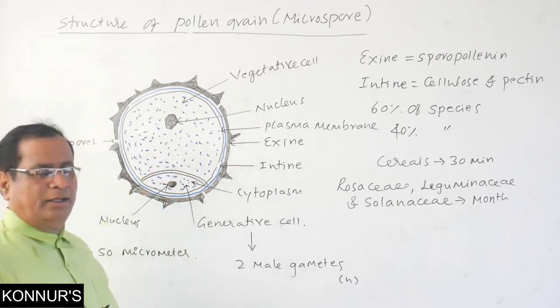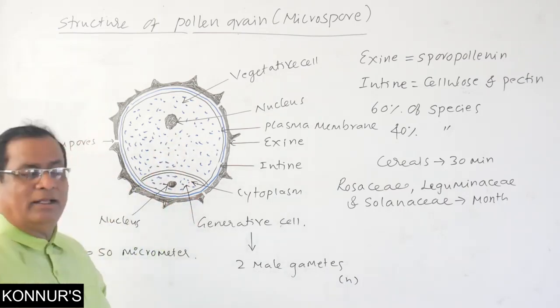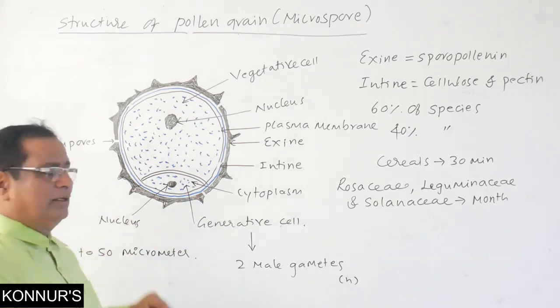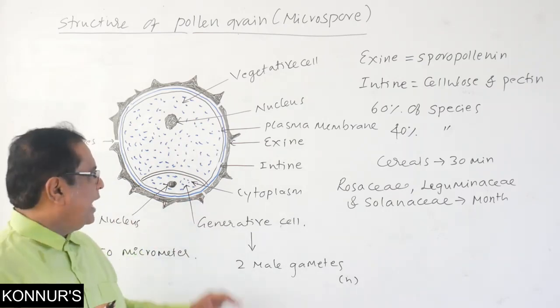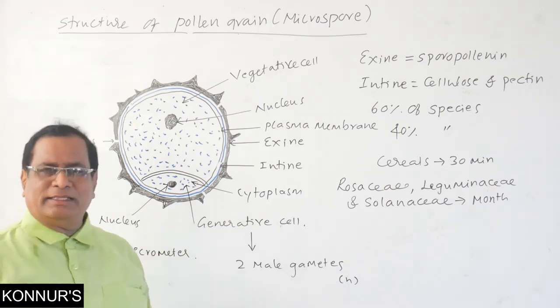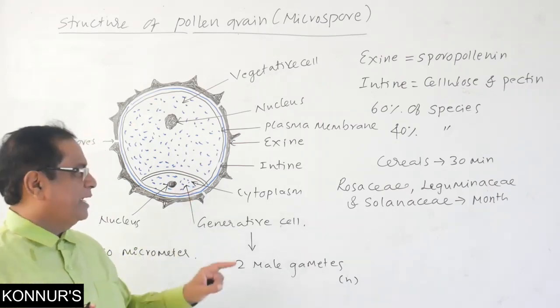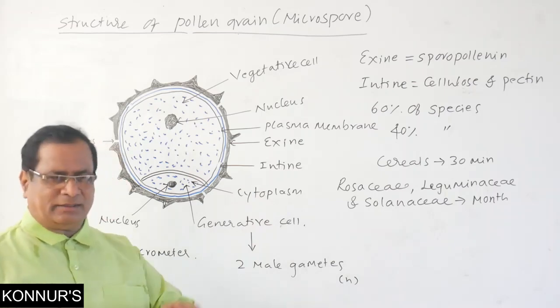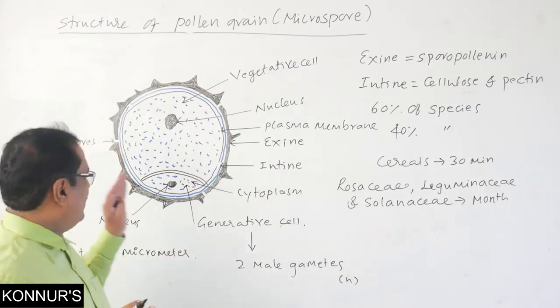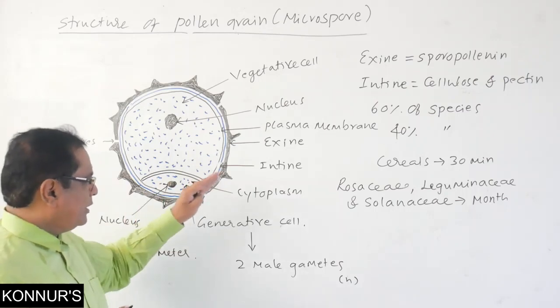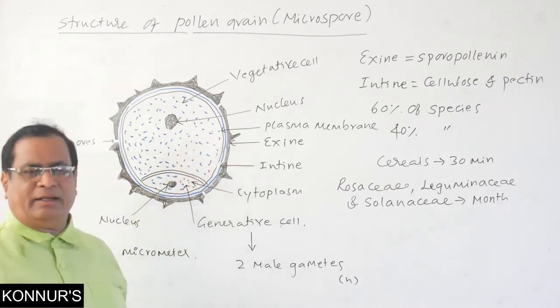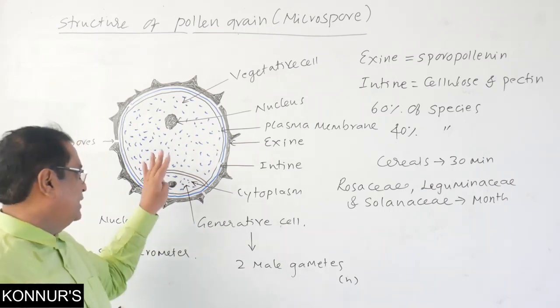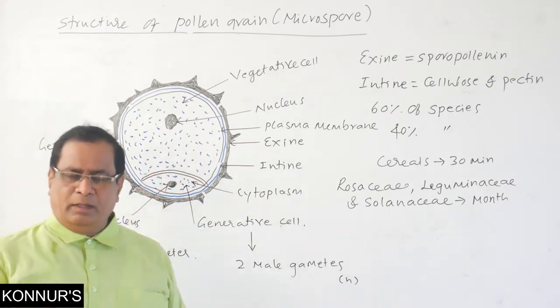But here and there, some minute pores are there in the exine. They are named germ pores. And next to the exine is the intine. That intine is made up of cellulose and pectin. It is a thin layer. And next to the intine there is a plasma membrane. That plasma membrane encloses the cytoplasm.